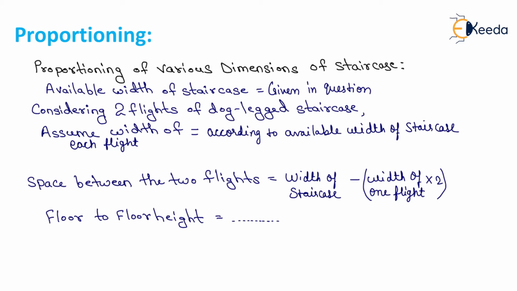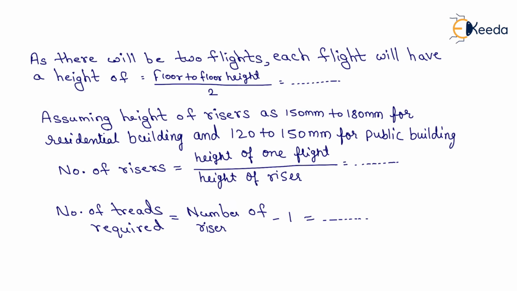Floor to floor height will be given in question. As there will be two flights, each flight will have a height of floor to floor height divided by 2. We will get each flight height.